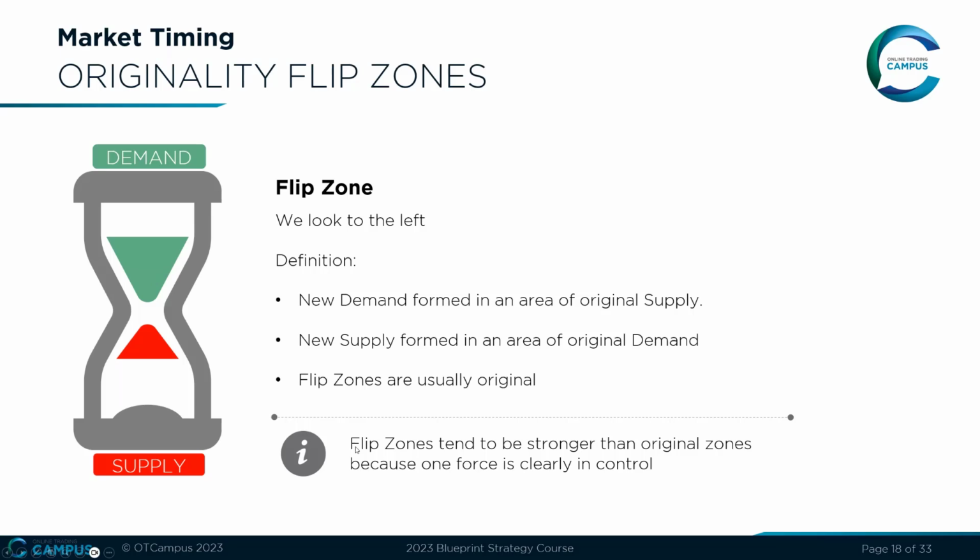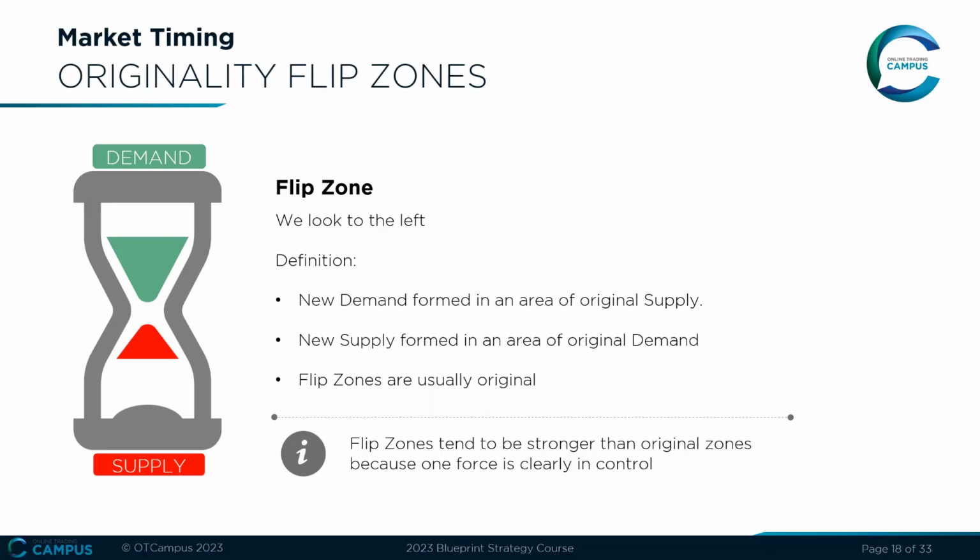The interesting thing about flip zones is that they are usually extremely strong because it shows that one force is clearly in control, because one force, either the buyer or the seller, took out the other party at an area where previously the opposing party was in control.